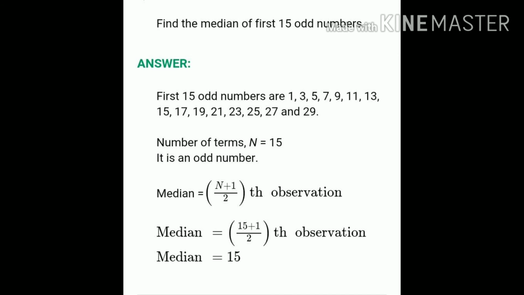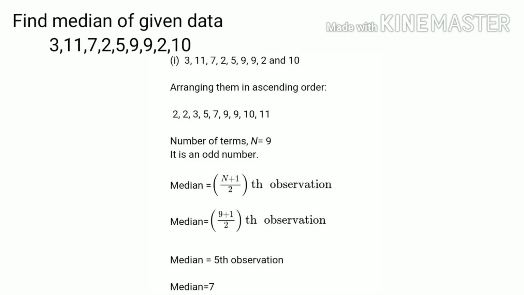Now look here, what is the 8th observation of the data? 1 3 5 7 9 11 13 15 17 19 21 23 25 27 29. Here 1 2 3 4 5 6 7 8, so 15 is the 8th observation, hence 15 is the median here. Let's take another example.